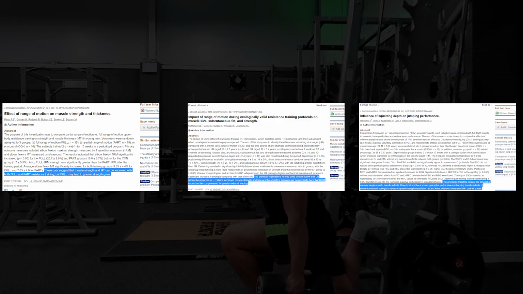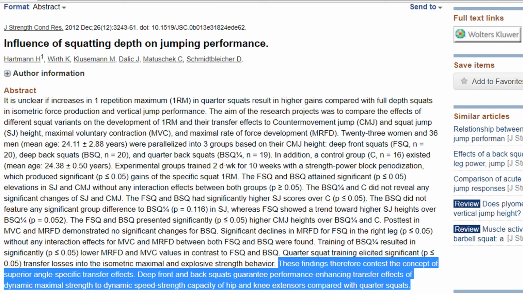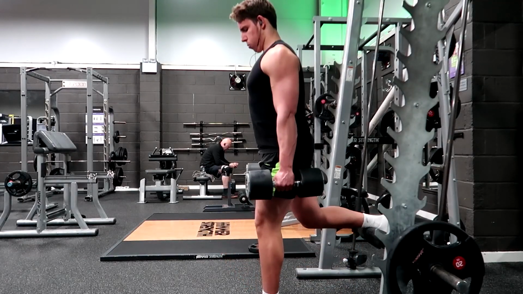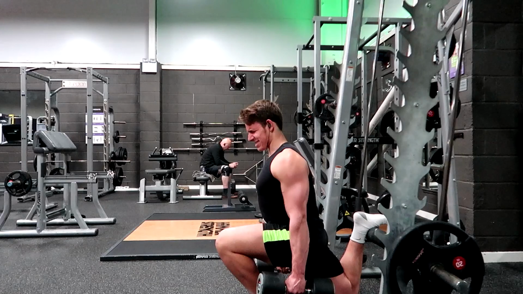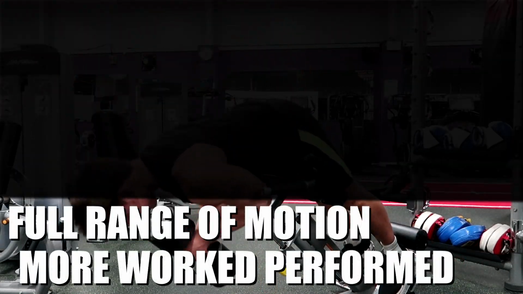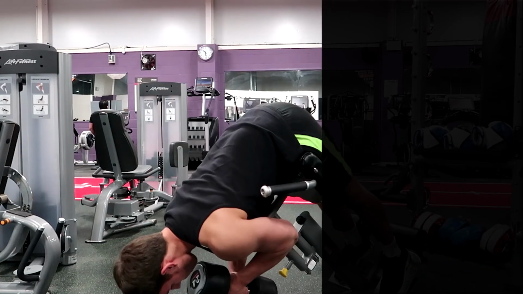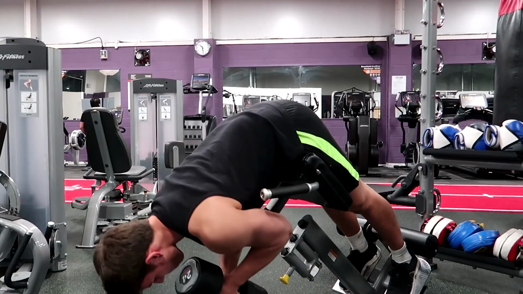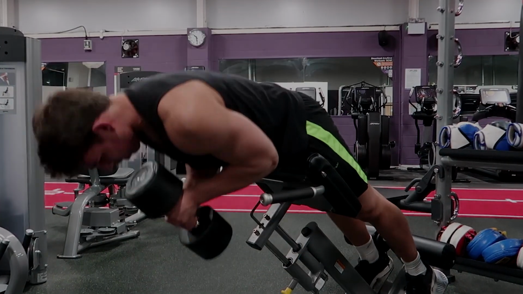So to conclude, full repetitions will stimulate more muscle activity over the entire muscle length. They will also stretch the muscle under higher tension, and because you're moving the load through a greater distance, full range of motion is moving further, this means more work is being performed, work being force times distance. Greater work done leads to greater training volume, and we all know what that means, superior muscle gains.